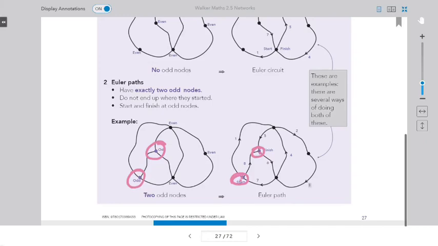So how can I tell that it's an Euler circuit? That it has no what? No odd nodes. There you go. How can I tell that it's a path? It has what? 2 odd nodes. Exactly 2 odd nodes. Okay?